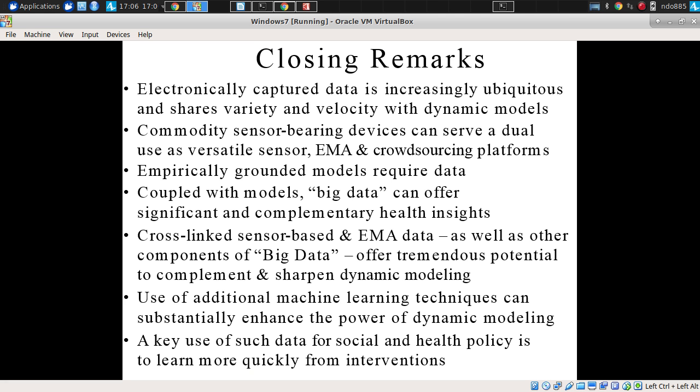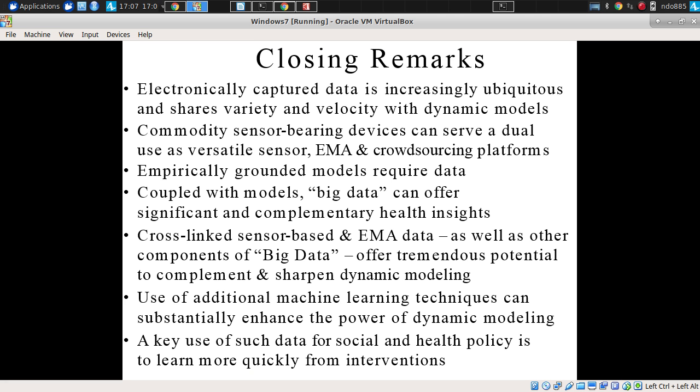Many aspects of commodity devices, such as Fitbits that many people in the room have with them, or smartphones that most people in this room are carrying, can really serve dual uses as versatile platforms for ecological momentary assessments, sensors, and for crowdsourcing information from individuals, whether it's quantitative information about their physical activity or sedentary behavior over time, or self-reports about perceptions, barriers and supports they see in their community for physical activity, etc.